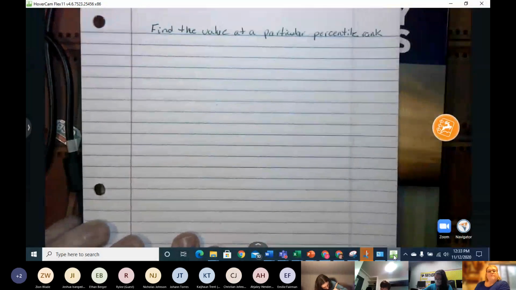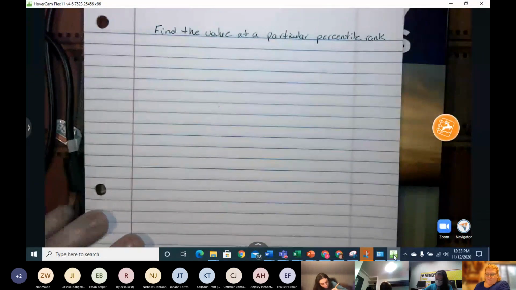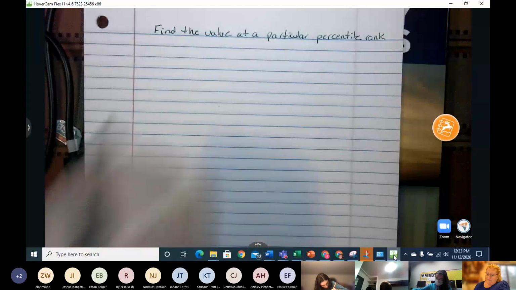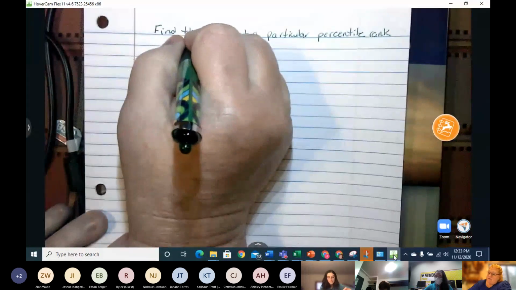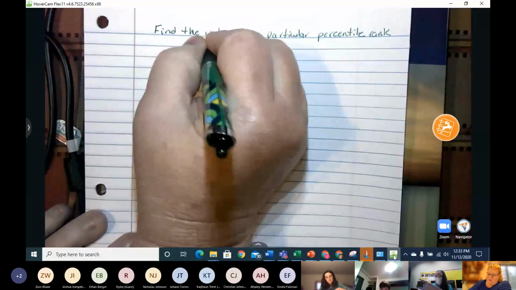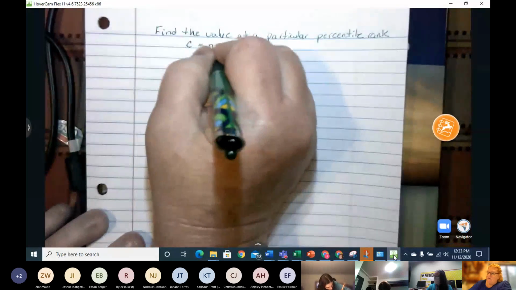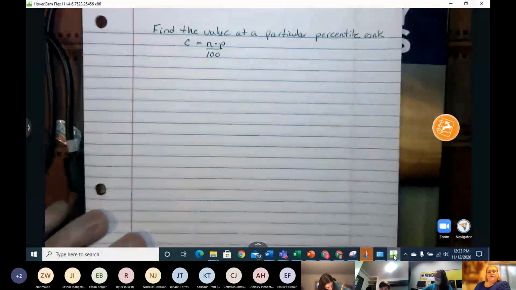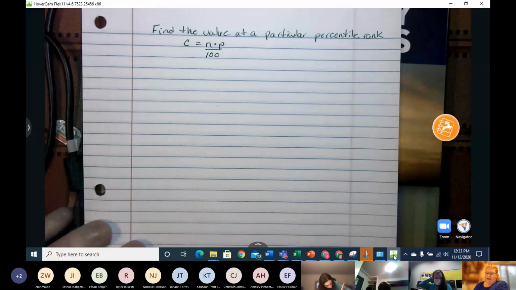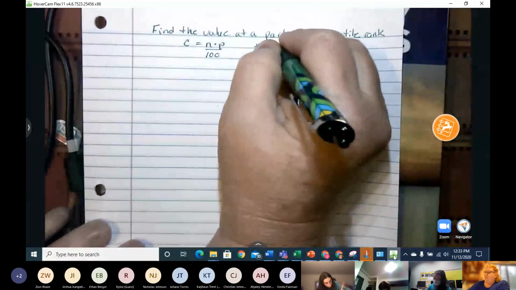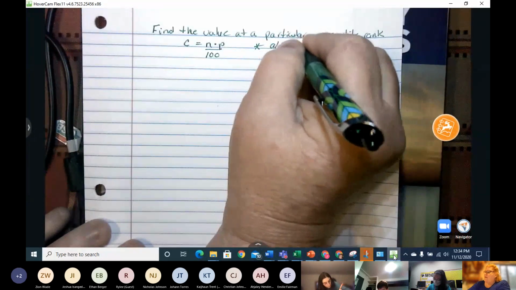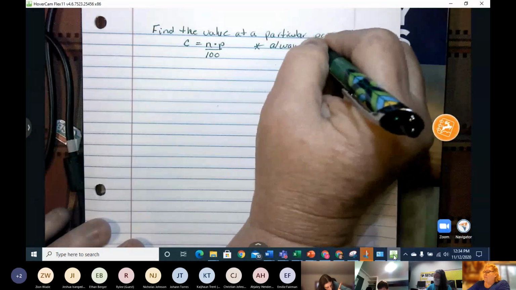So we want to be able to find the value at a percentile rank. We use this little formula, C equals N times P over 100, to help us calculate that. Keep in mind that we're always going to round up.